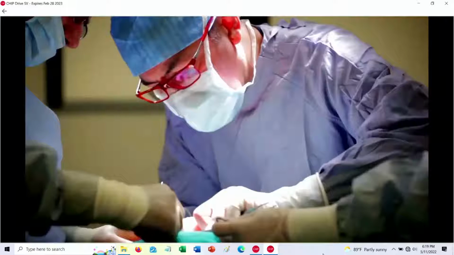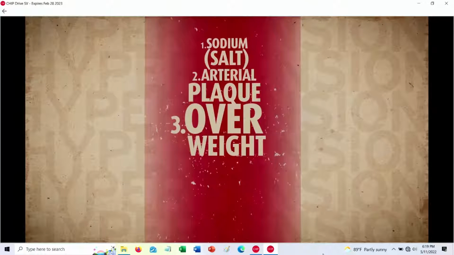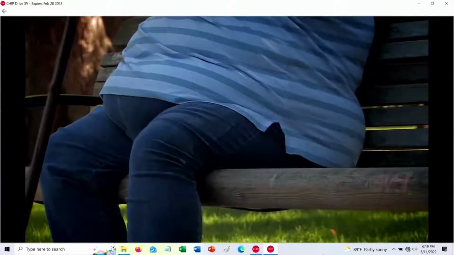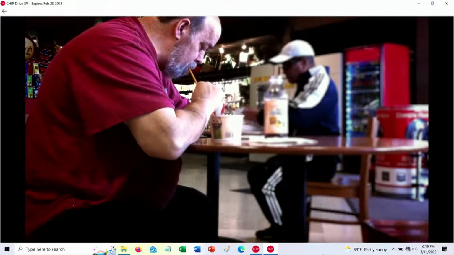So we have to do something about salt. We have to do something about atherosclerosis. We have to do something about number 3, overweight. Because overweight directly contributes to the high blood pressure problem. As a matter of fact, obese people are 5 times more likely to have hypertension. And most of them will eventually experience high blood pressure. It's just a matter of time.